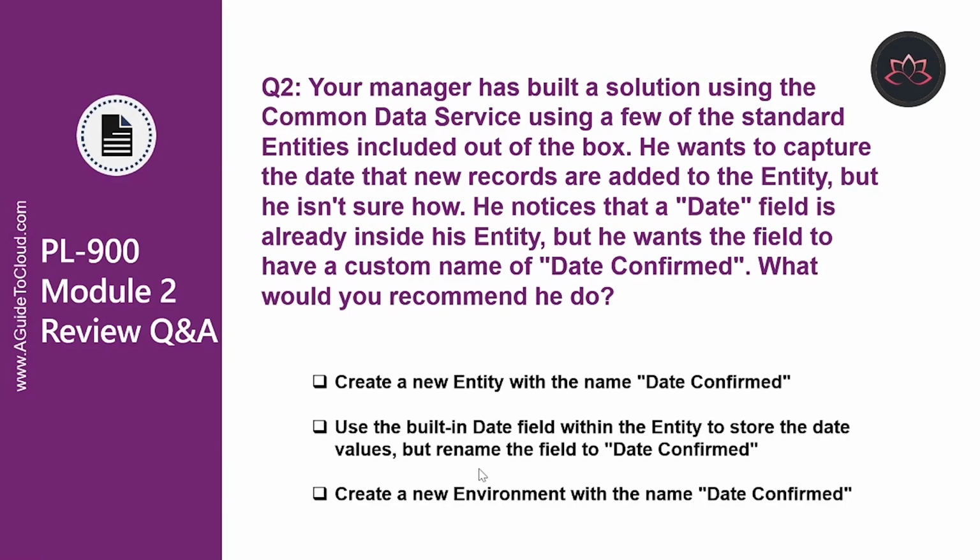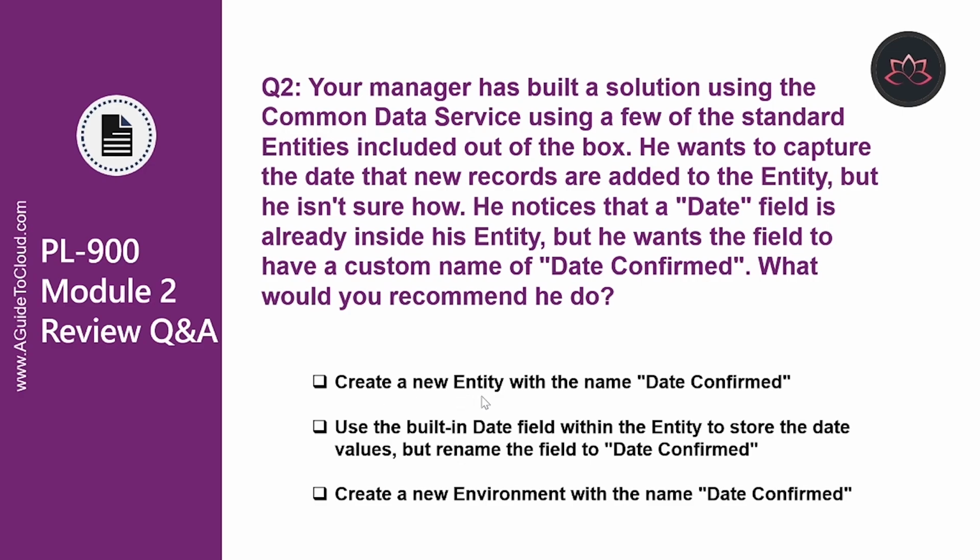Your manager has built a solution using common data service using a few of the standard entities included out of the box. He wants to capture the date that new records are added to the entity, but he isn't sure how. He notices that date field is already inside his entity, but he wants the field to have a custom name of date confirmed. What would you recommend he do?